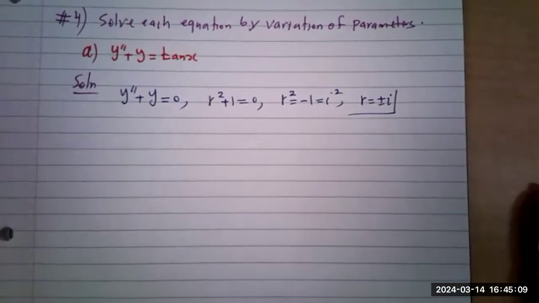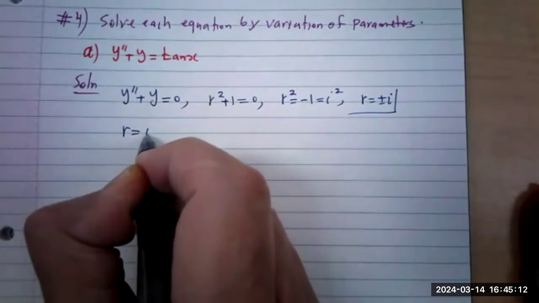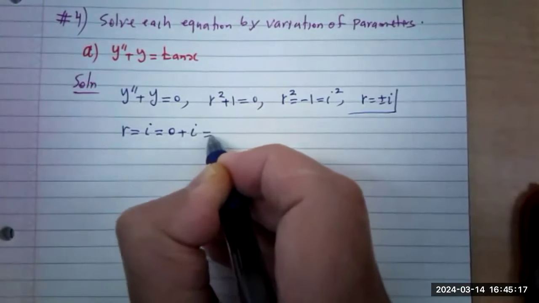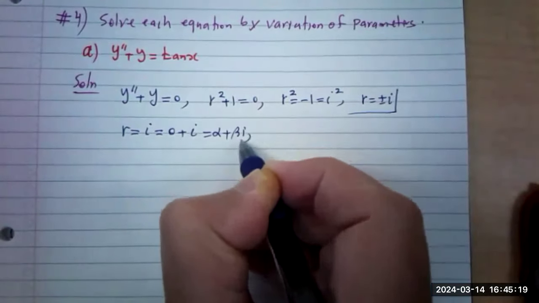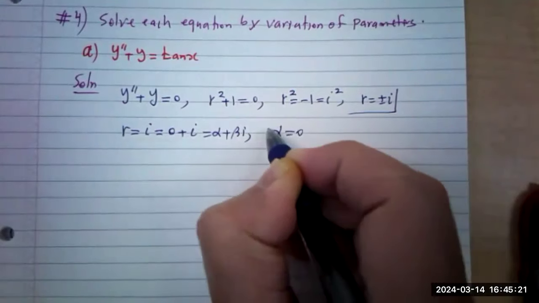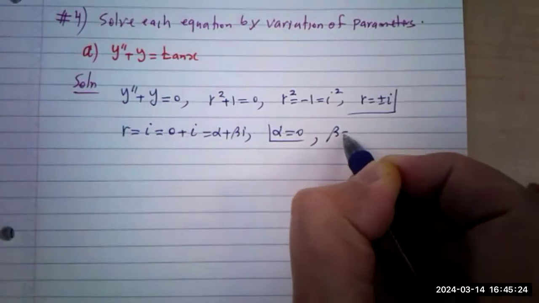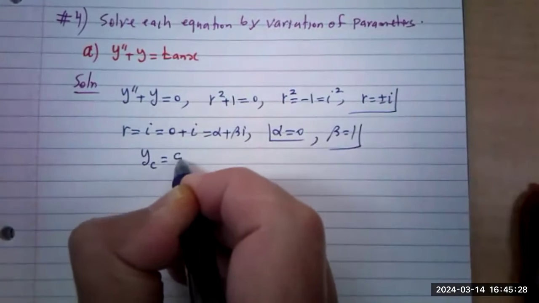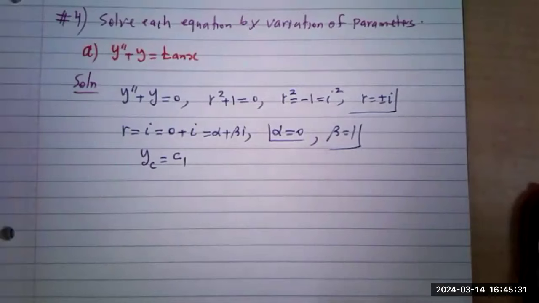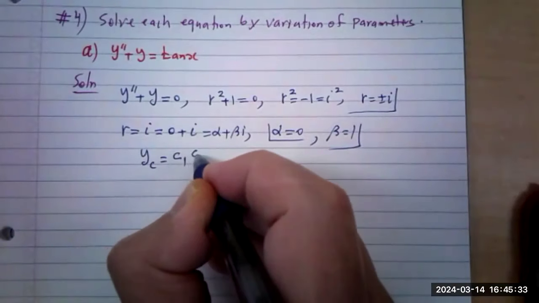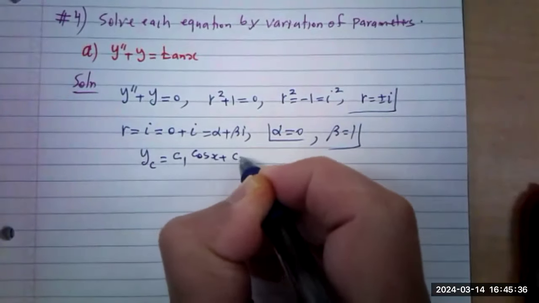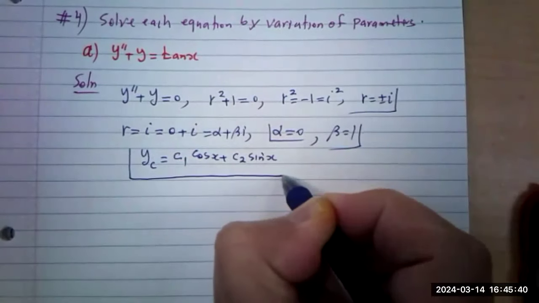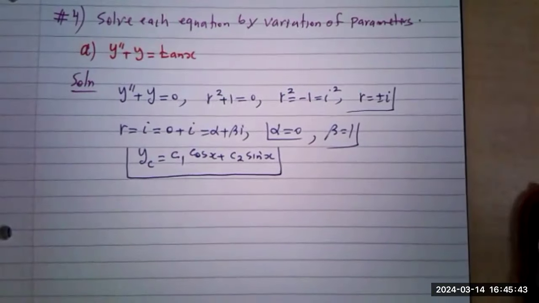So you get the positive one and identify the alpha and beta. So this is going to be 0 plus 1i, alpha plus beta i. Alpha is 0 and beta is 1. So your yc is going to be simply c1 e to the alpha x, which would be just 1, so c1 cosine of x plus c2 sine of x. This is going to be your yc.